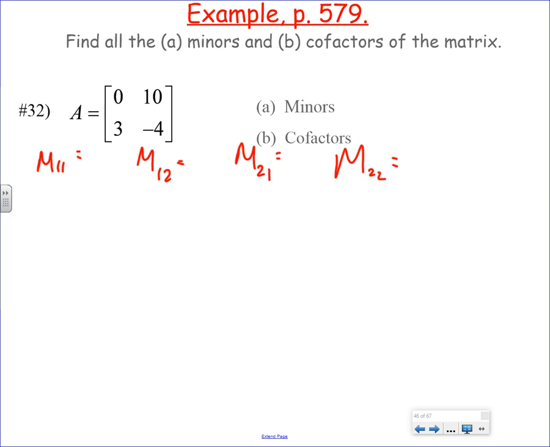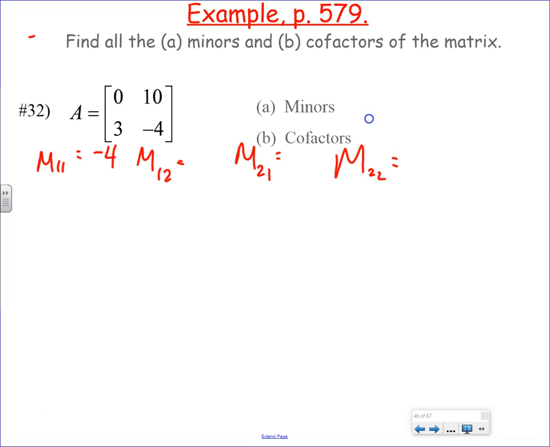Here's the crazy thing. Remember, a minor is whatever is left out when you ignore this row and this column. The 1, 1 entry is 0. But I'm supposed to ignore the row and the column. What's left? Negative 4, right?